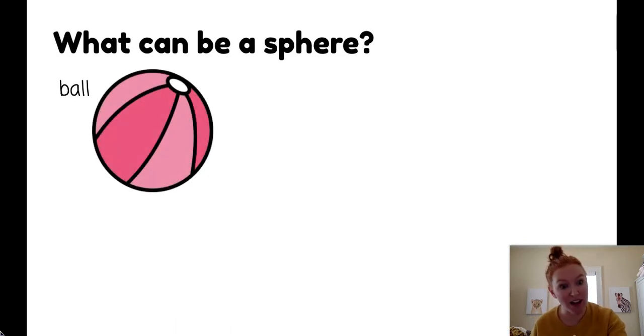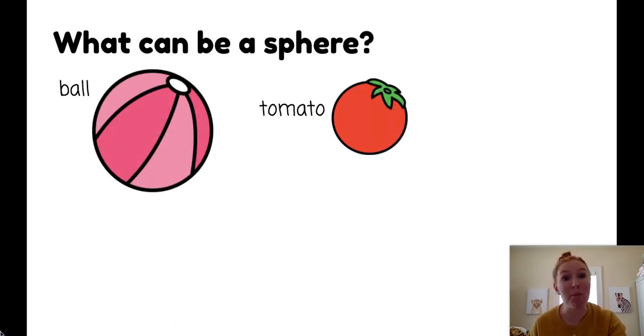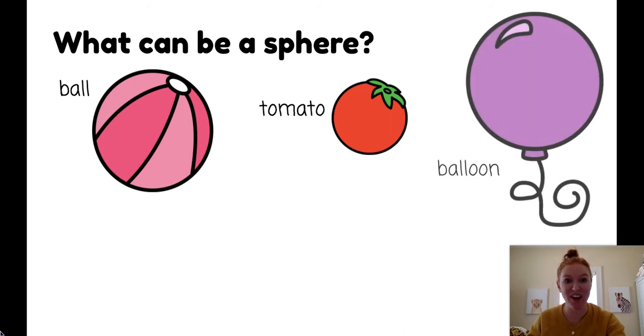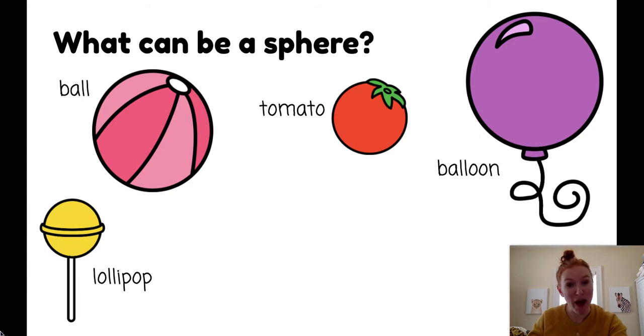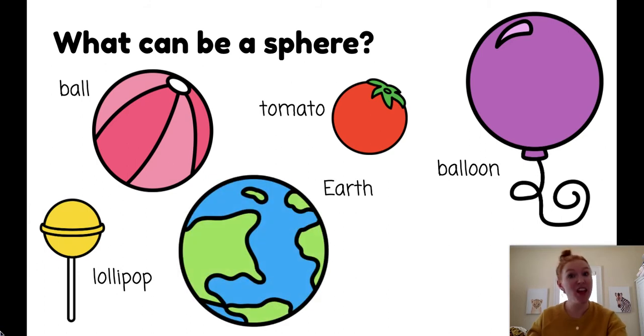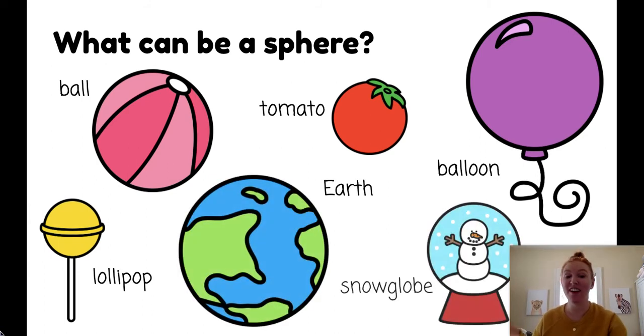A ball can be a sphere. A tomato can be a sphere. A balloon is a sphere. A lollipop is a sphere. The earth is a sphere. And the top part of a snow globe is a sphere.